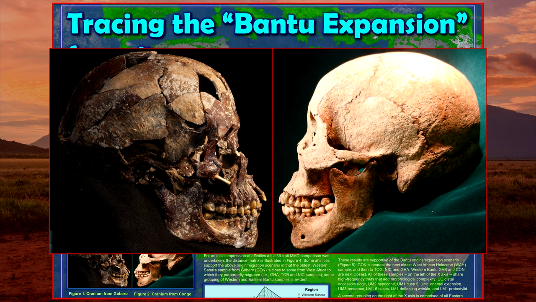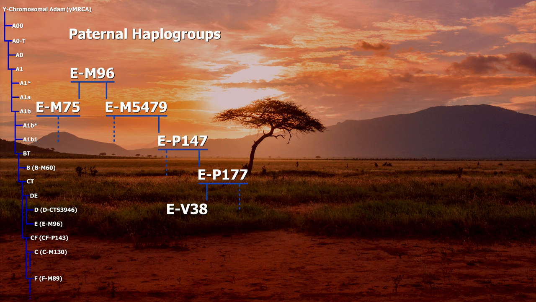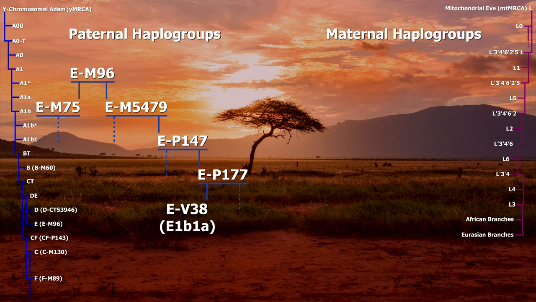This macro group is referred to as the Niger-Congo peoples, and it includes West Africans and the Bantu peoples of sub-Saharan Africa. West Africans and Bantu peoples are genetically similar and possess the same maternal and paternal DNA haplogroups. To be specific, the overwhelming majority of West African and Bantu males possess subclades of paternal haplogroup E-M96, mainly but not exclusively through E-V38, also known as E1B1A. And the overwhelming majority of West African and Bantu males and females possess subclades of maternal haplogroups L1 and L2.